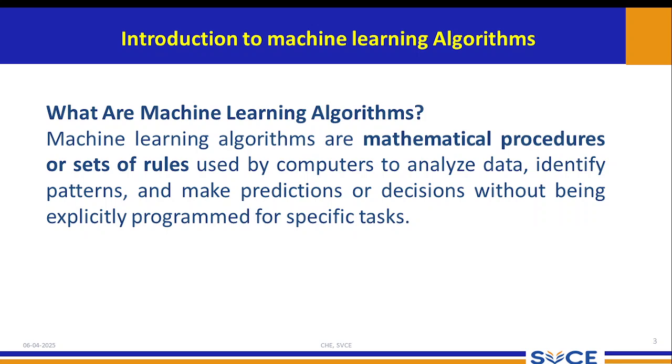So first of all, we need to give data to the system. The system will try to learn this data, analyze it, identify the patterns and make predictions or decisions without being explicitly programmed for specific tasks. This is how the machine learning algorithm works: a mathematical procedure or set of rules used to analyze the data.